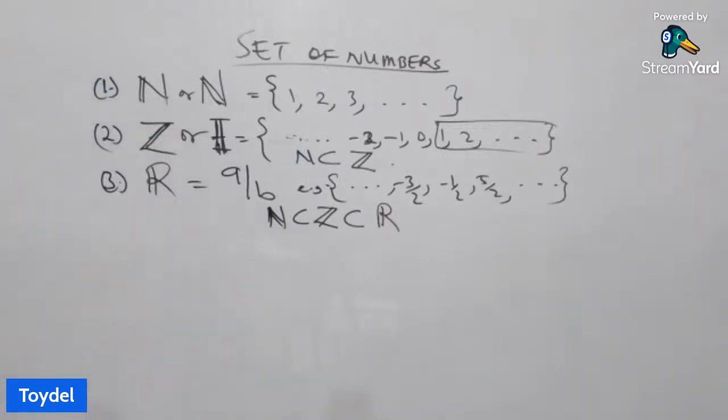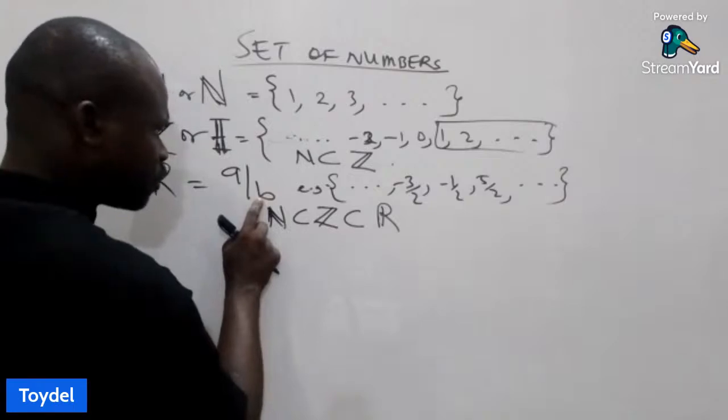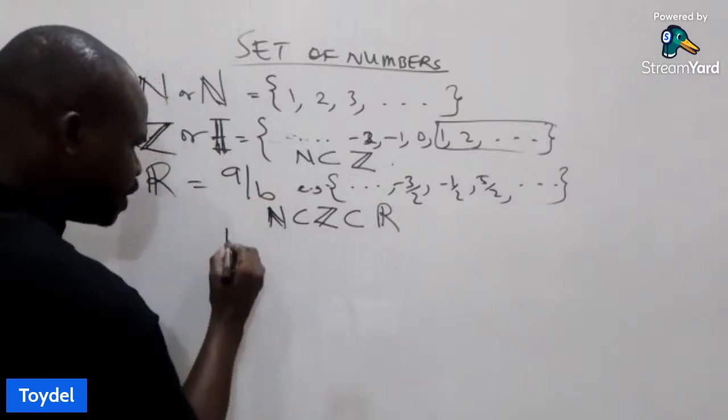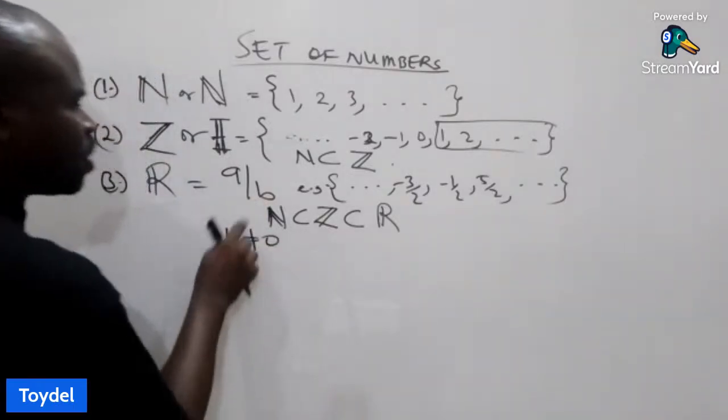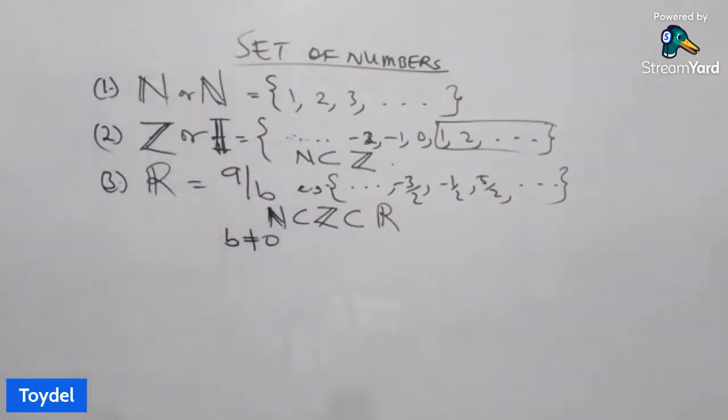In that order, please note, in the set of rational numbers, this b must not be equal to 0. Once b is equal to 0, the fraction will be undefined. Just know that b cannot be equal to 0.